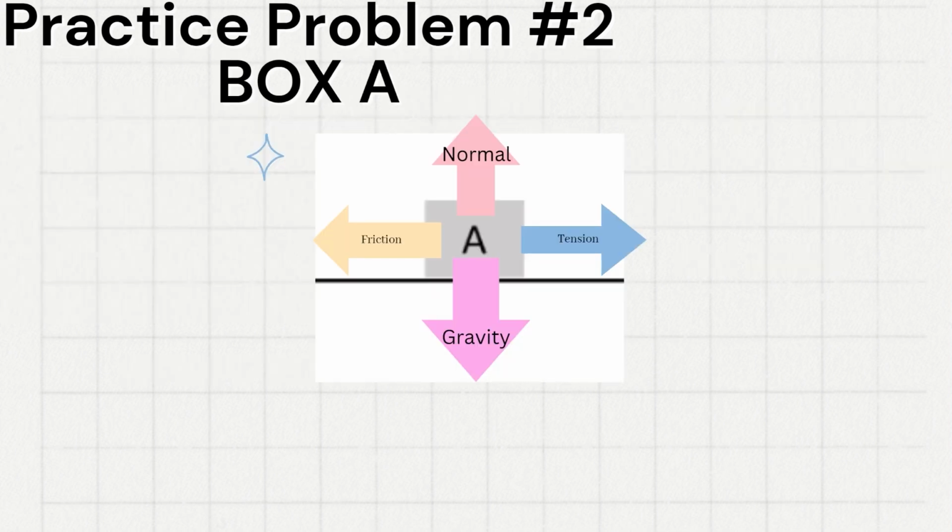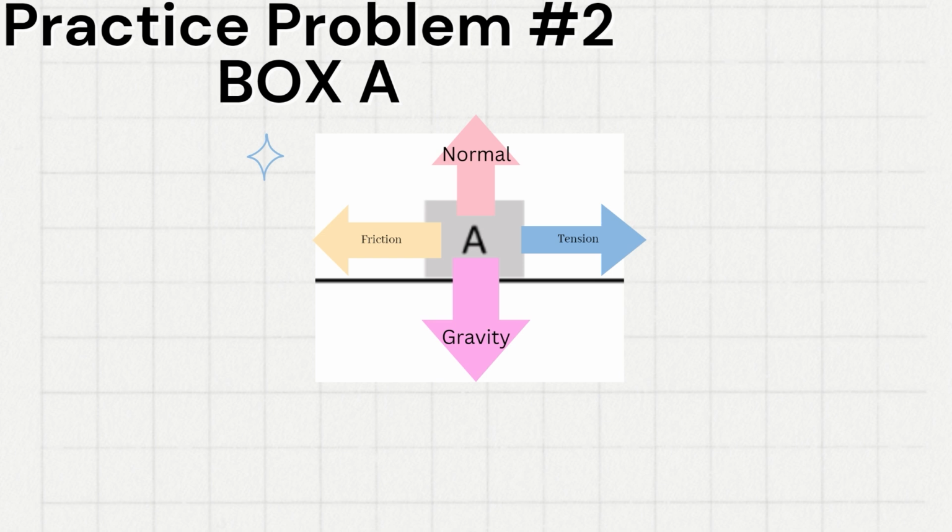For box A, hopefully you had 4 forces acting on it. You have a tension to the right, a normal going upwards, a gravity going downwards, and a friction to the left. Though the box is at rest, the tension force is still moving to the right, being counteracted by a friction force. This is due to the applied force on box B. Then you have your gravity force, which is almost always pointed downwards, and since we're on a flat surface, the normal force was going upwards.